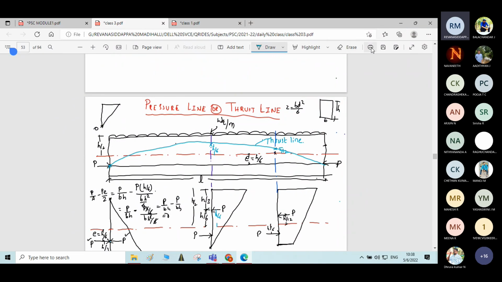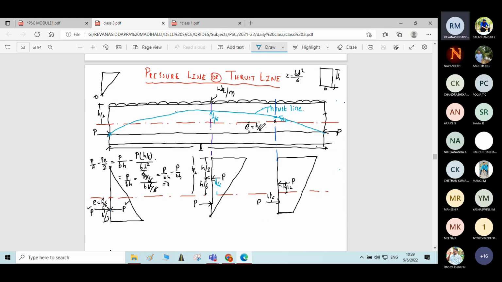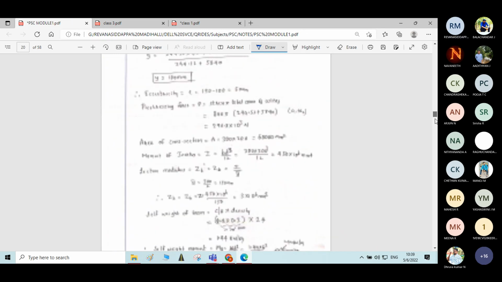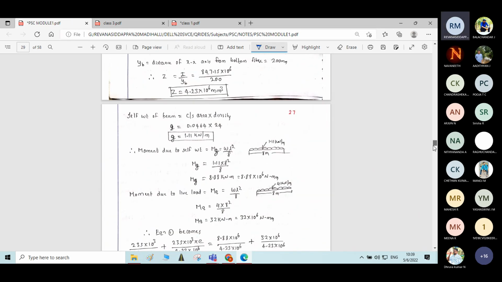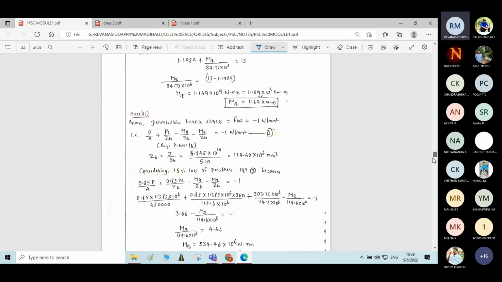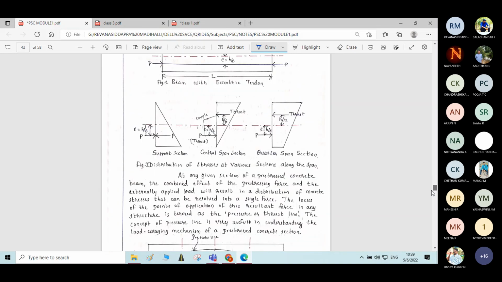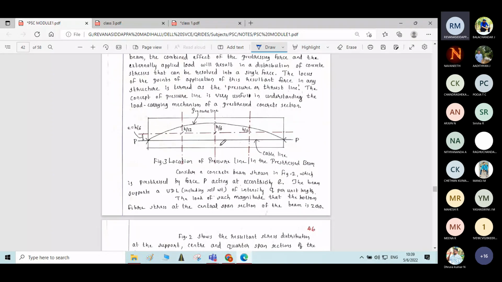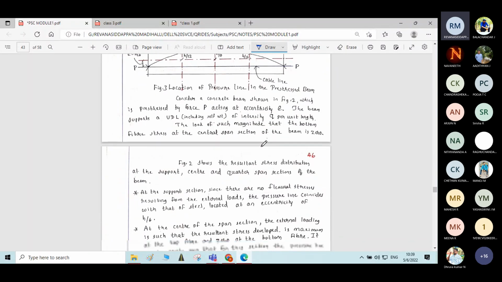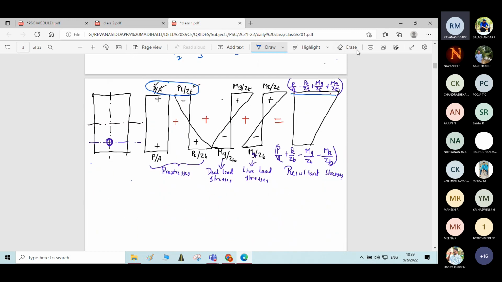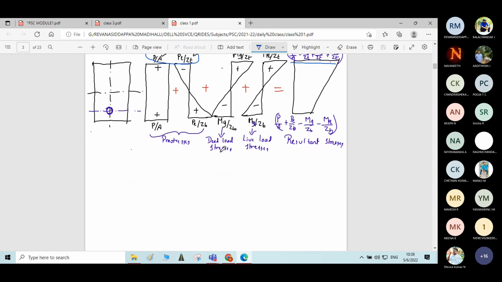Any doubts in this discussion, students? Please ask. Same thing you need to explain; here I explained. If you understand, you can easily explain. Understanding is very important. Let me show that. Here I have explained all the things. I have written a separate diagram for showing the pressure line and the thrust line. Everything is explained. Understanding is very important. If you understand, you can easily give an elaborated explanation.